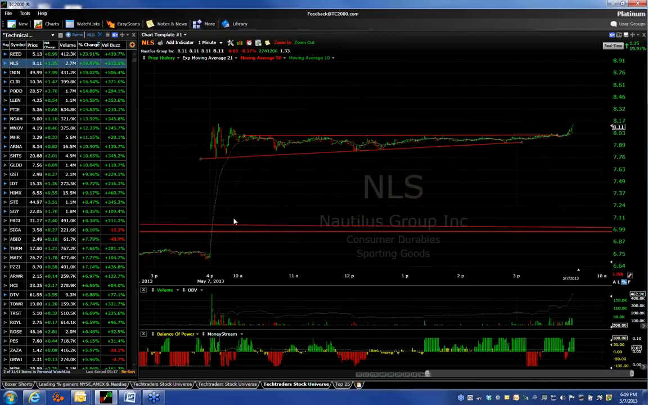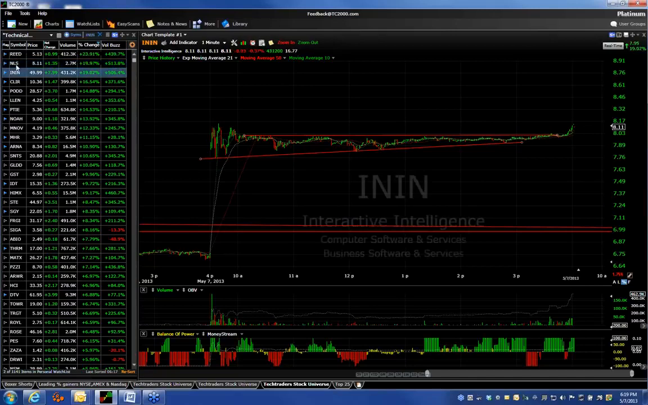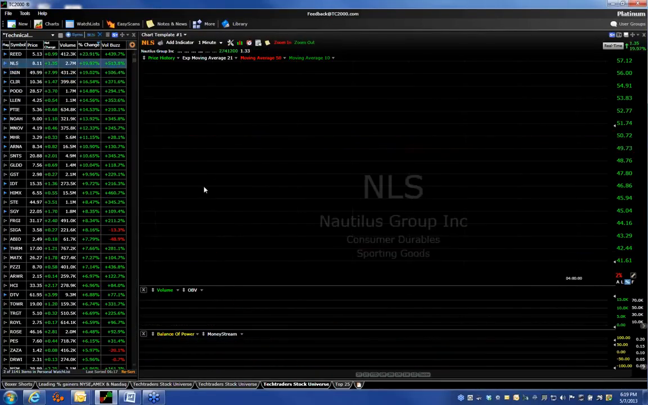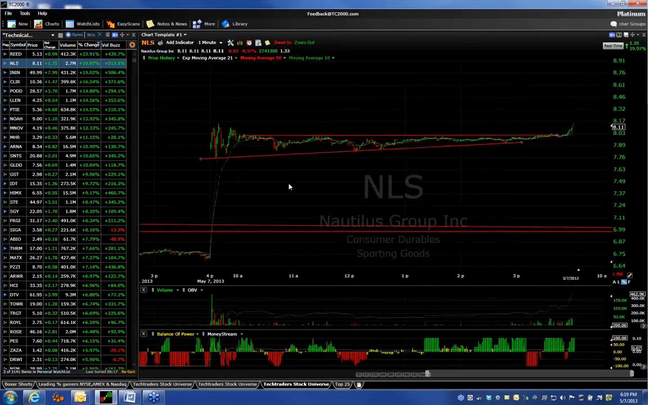Another one, Nautilus, was one also that was similar to one of the stocks I just showed you, ININ. Notice that they both did the same thing. They gapped up, they coiled, and then they just went sideways for the rest of the day. Same thing happened with Nautilus, NLS. It popped, it pulled back, it popped, it formed a little wedge here.